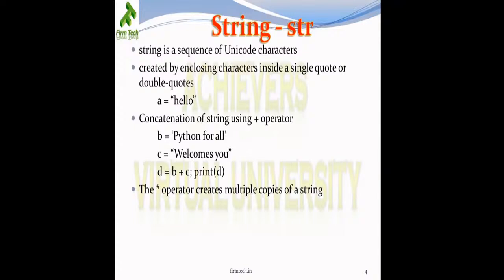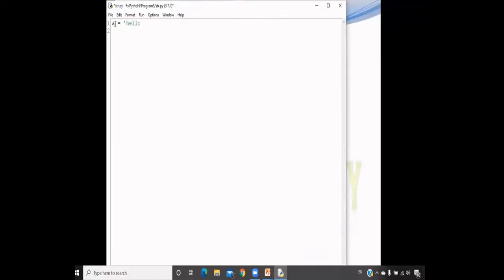And the star operator just multiplies the string by the number followed by this star. If you are giving the command print of a star 3, you will get hello hello hello.